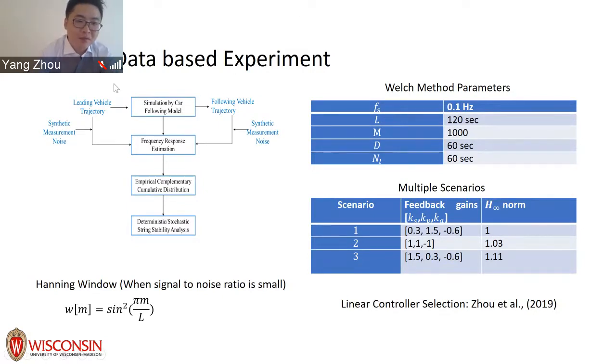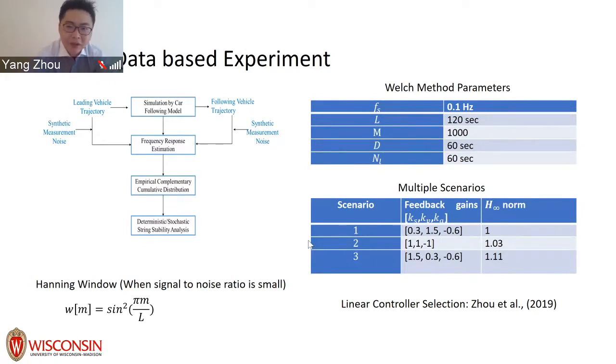Based on the leading vehicle and following vehicle trajectories, we use the Welch method to get the frequency response estimations. Furthermore, we can get empirical distributions of these frequency response functions and analyze the deterministic or stochastic string stabilities. Based on that, we compare with the known linear car following models to see how the data-driven method deviates from the theoretical one. Since the car following model is linear, we can theoretically derive one and make a comparison directly.